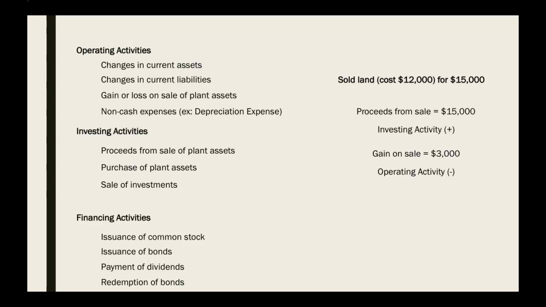The way to get it down is just to practice it over and over again, right? Because anytime that you see a gain on a sale, you'll know I need to subtract that from the operating activity portion.